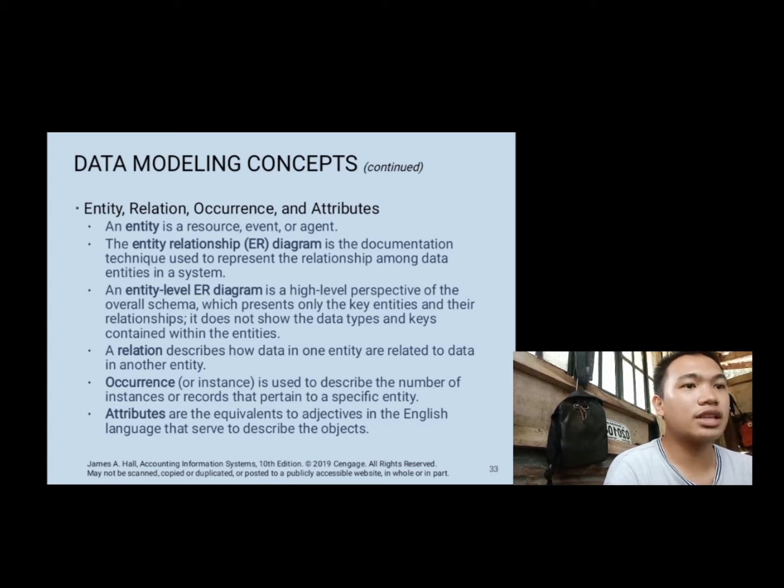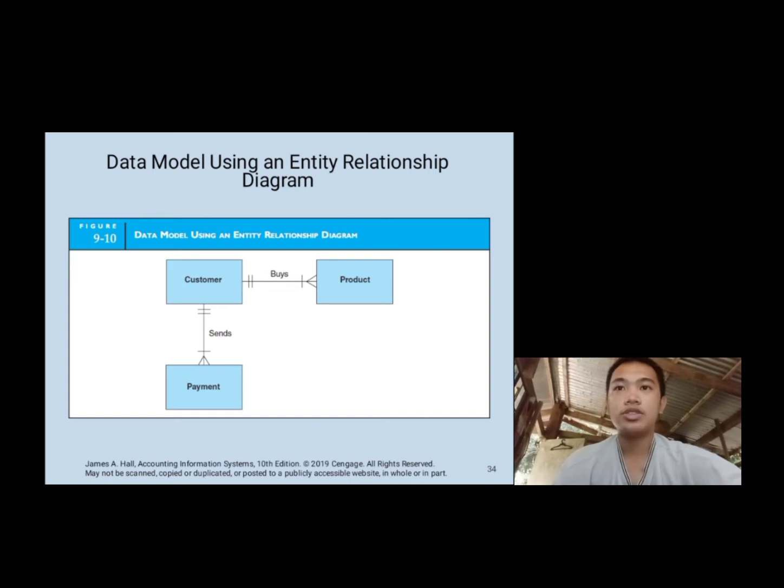A relation describes how data in one entity are related to data in another entity. Occurrence or instance is used to describe the number of instances or records that pertain to a specific entity. Attributes are the equivalent of adjectives in the English language that serve to describe the objects. So here is an illustration that shows a data model using an entity relationship diagram. The customer buys product and also the customer sends payment.